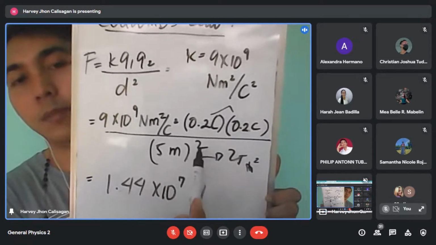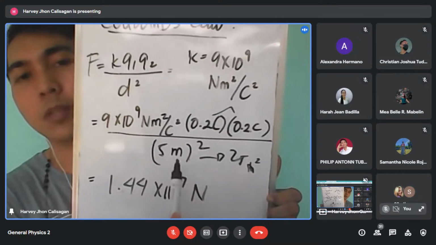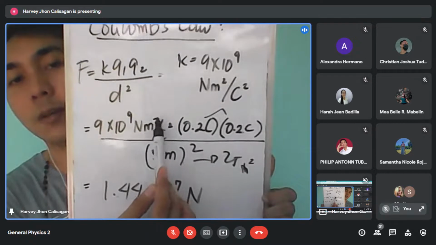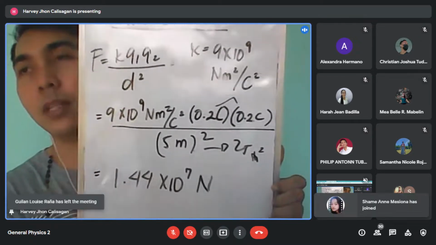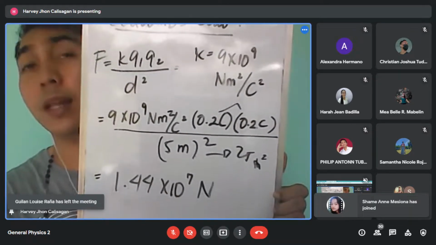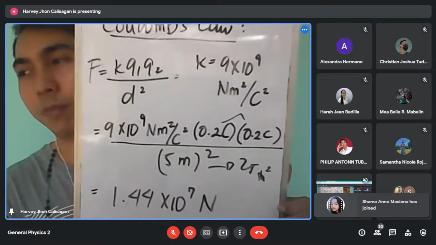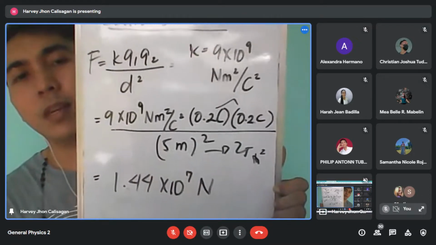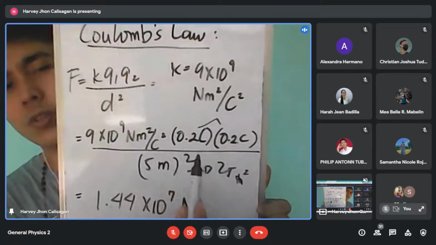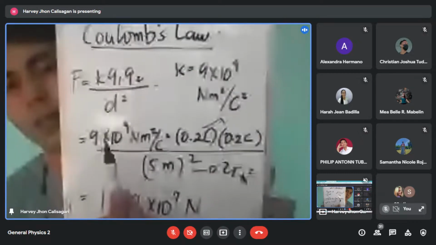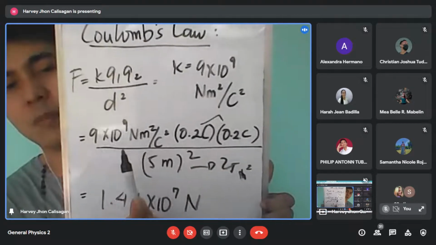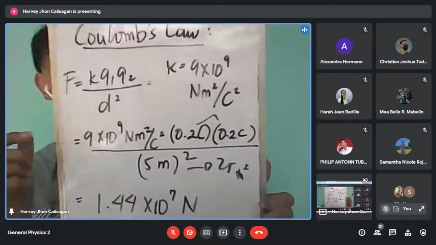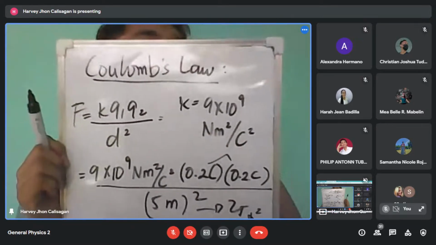The reason why we have squared here is that in Coulomb's law the constant value has meter squared. So we cannot cancel the unit if we don't have the same one. Now, first things first, don't go straight to 9 times 10 to the power of 9 times 2. We will do the charges first. Okay? So what is 0.2 times 0.2?